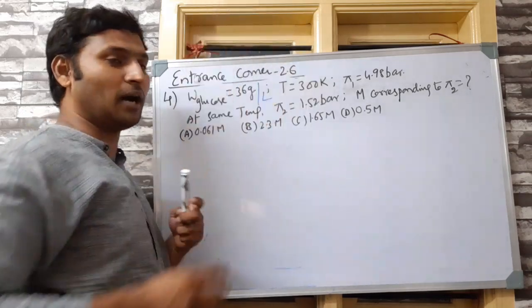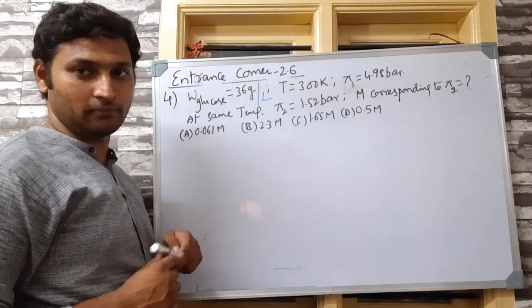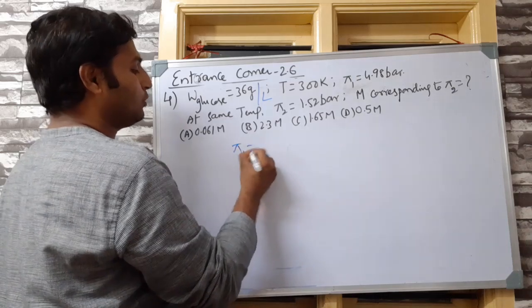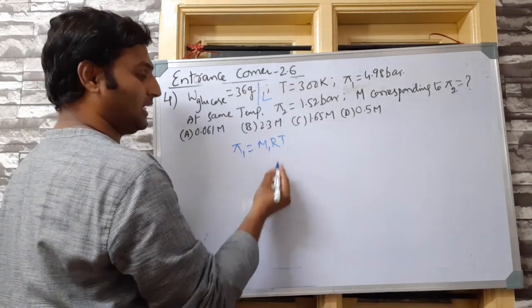So they have printed small m for everything. Correct it as capital M. Okay. Now, see, pi 1 should be equal to M1 into RT.